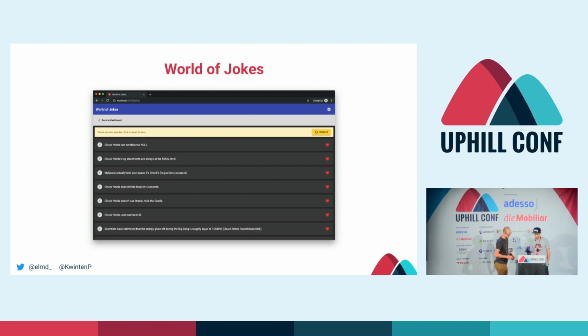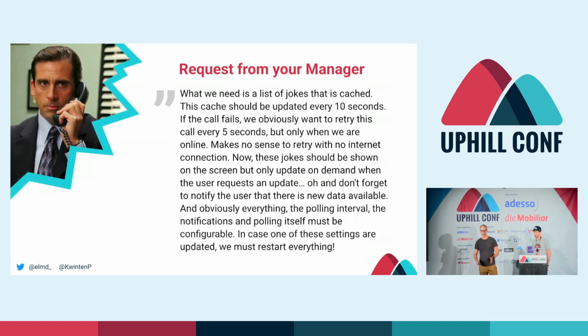A little bit. OK. So I take this design that I get from a designer, and I go to my manager, and I am super lucky today because my manager is Michael Scott from The Office. That's an awesome manager to have. So I ask him, so what do you want me to do? And he started by saying, OK, yeah, well, we have this list of jokes, and maybe you should cache it, and update it every 10 seconds, and blah, blah, blah. So he blurts out a lot of requirements, and it's super unclear what I need to do with this. Like, how do I think about this?